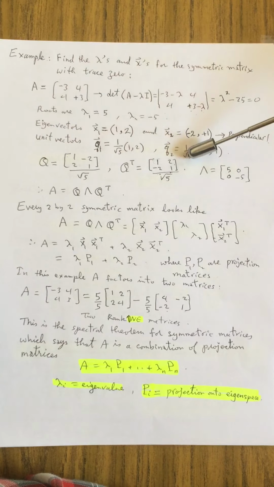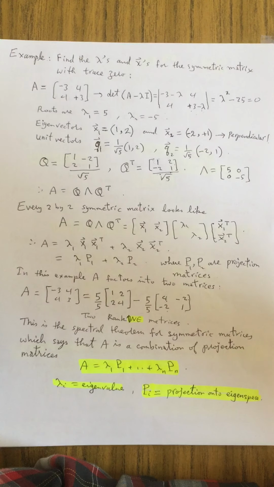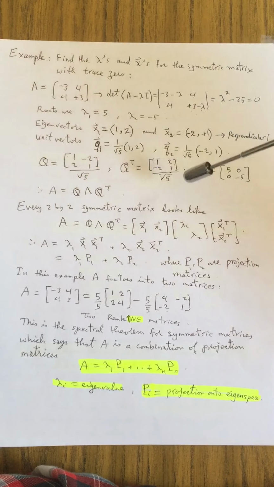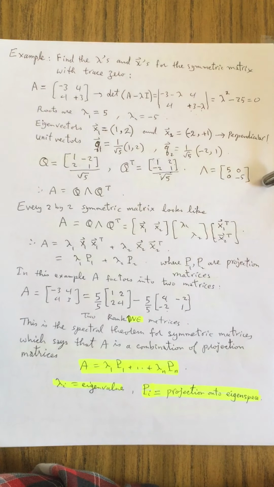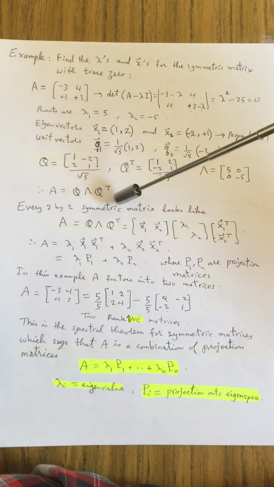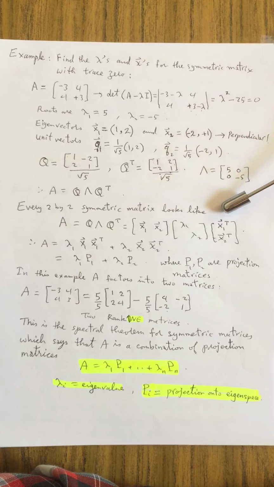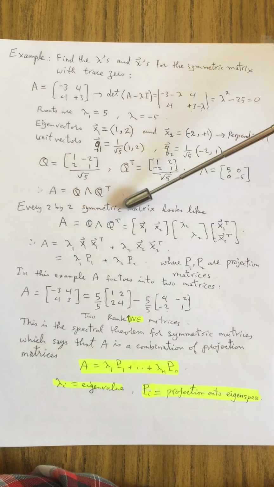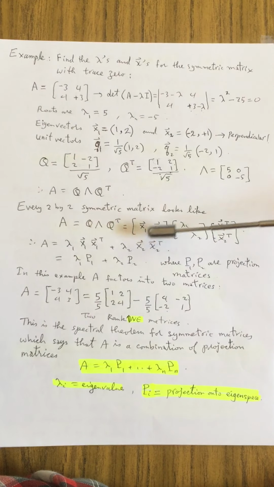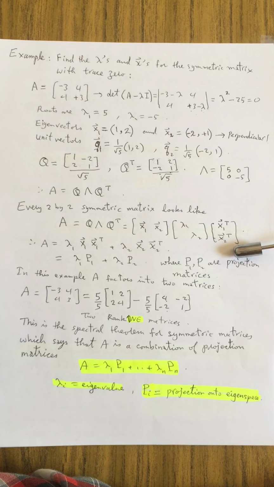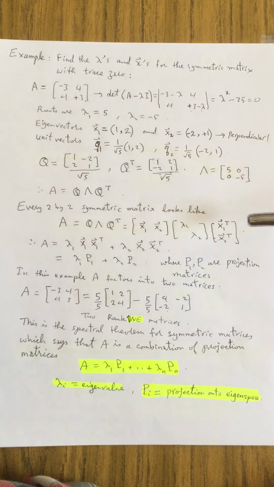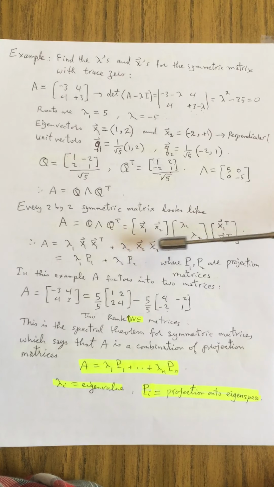So we get q1 and q2 as the columns of Q. And then we calculate Q transpose, and lambda is [5, 0; 0, -5]. It's a diagonal matrix, so A is equal to Q lambda Q transpose. So every 2 by 2 symmetric matrix looks like A equal to Q lambda Q transpose. So Q is [x1, x2], lambda 1, lambda 2 times x1 transpose, x2 transpose. If we expand this, we get lambda 1 times x1 x1 transpose plus lambda 2 x2 x2 transpose.